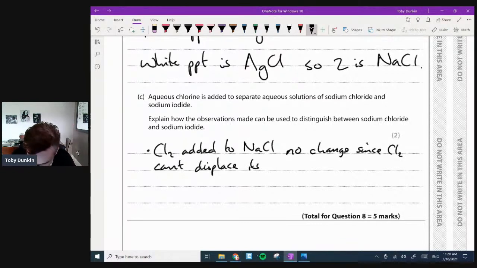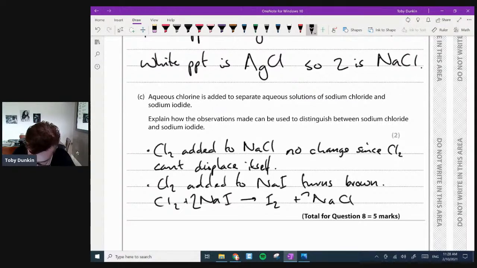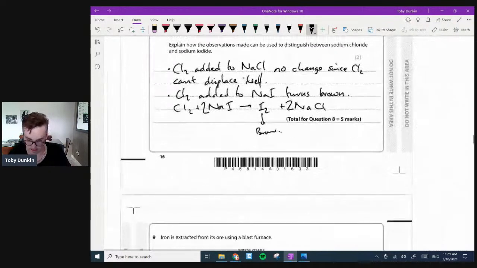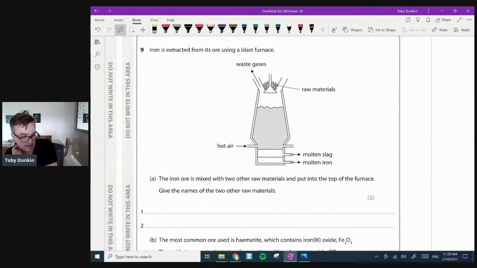Can't displace itself. And then Cl2 added to sodium iodide turns brown. Cl2 plus NaI goes to I2 plus NaCl. Balance the equation. Yeah, brown. Done. Oh, extraction of metals. It's gone now, that's been deleted.